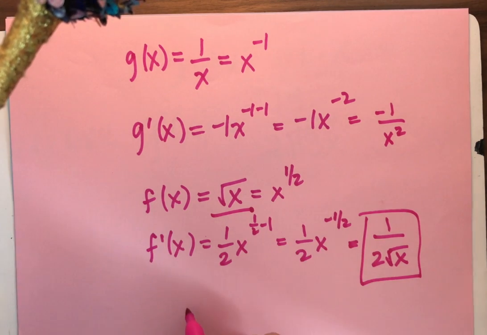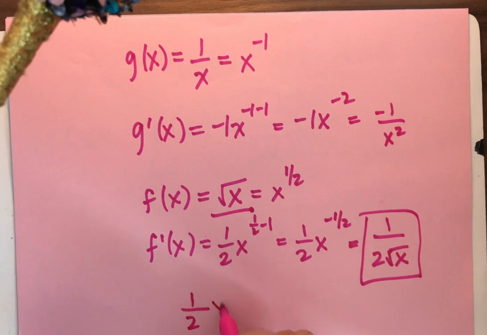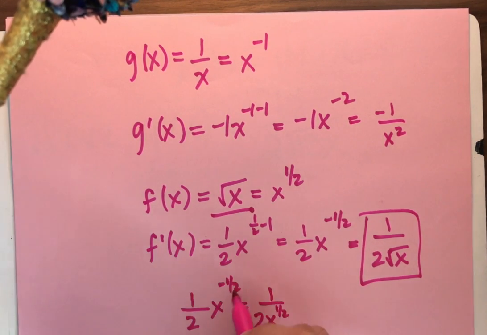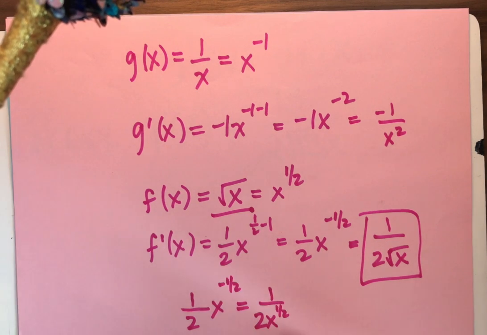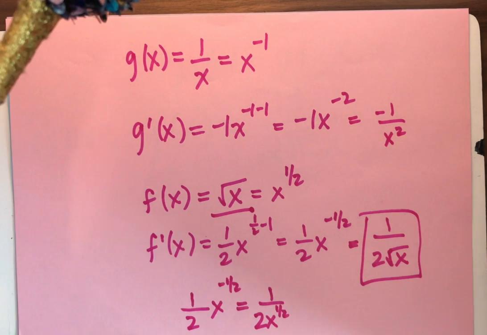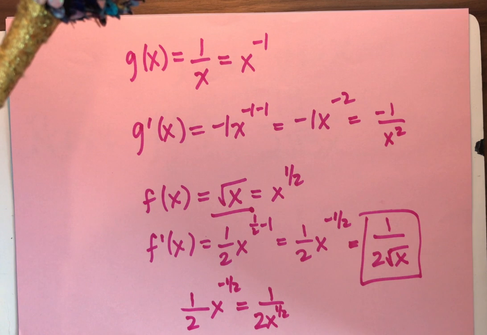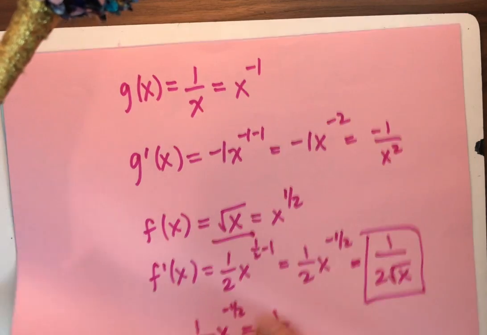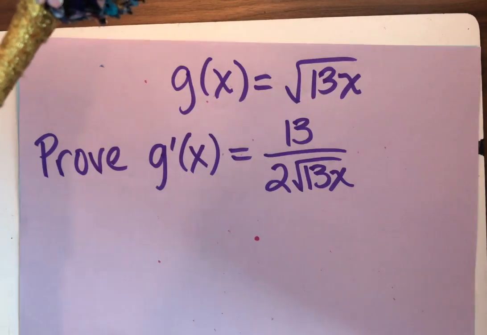And if you didn't follow that, think of this 1/2 x to the negative 1/2 as being rewritten as 1 over 2x to the 1/2. With negative exponents, I had the x to the negative 1/2 join the denominator and then rewrote it as a radical. So what I want to do today is prove that using the definition that we use to go from a function to its derivative. So this one's going to be a little bit longer, I think, so bear with me.